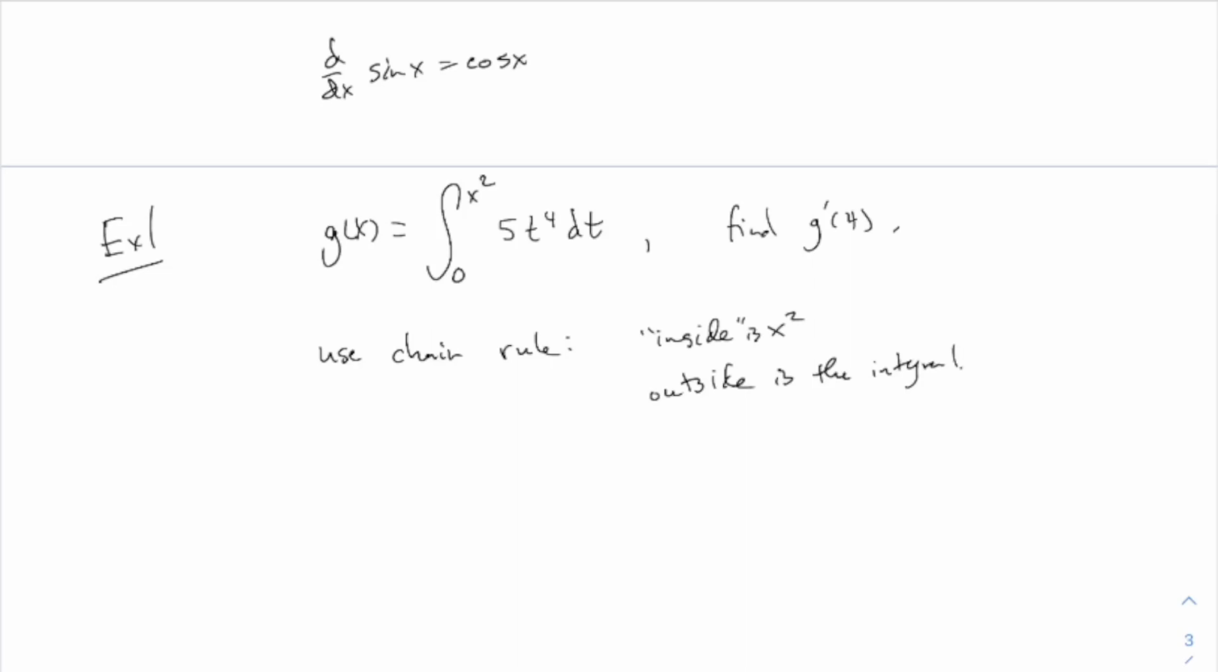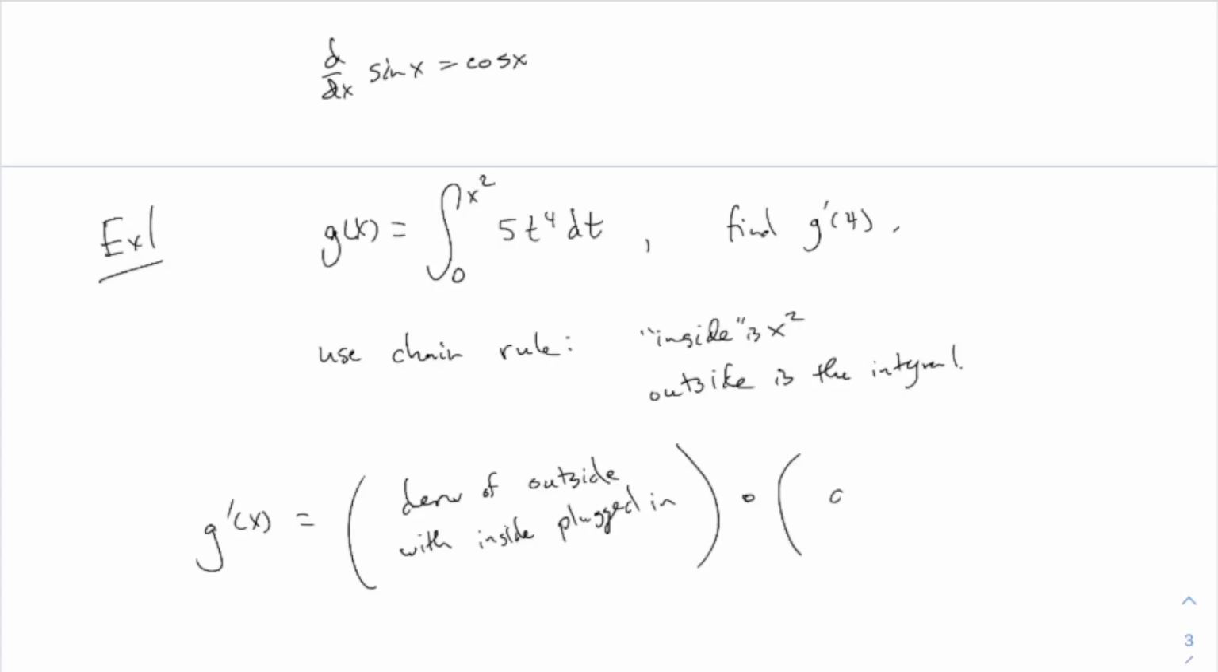And so what we get when you do the chain rule, remember, what it is you take the derivative of the outer part with the inside still plugged into it, and then times the derivative of the inside. So in this case, we'll get g prime of x. I'm going to write out in words what I just said. Derivative of the outside with the inside plugged into it. This is a weird application of the chain rule. And then times the derivative of the inside part.